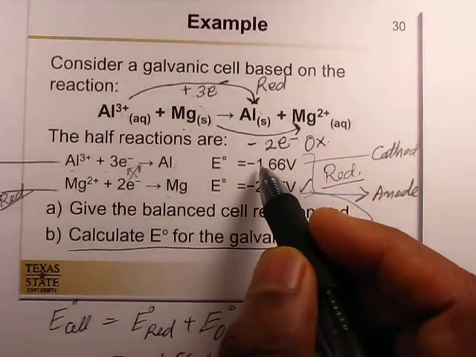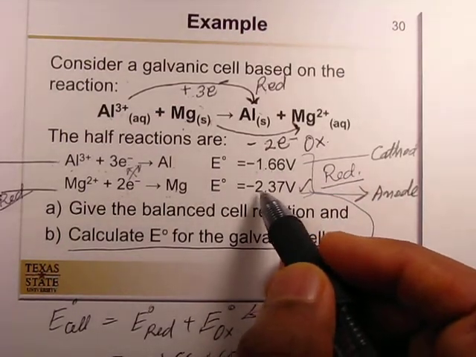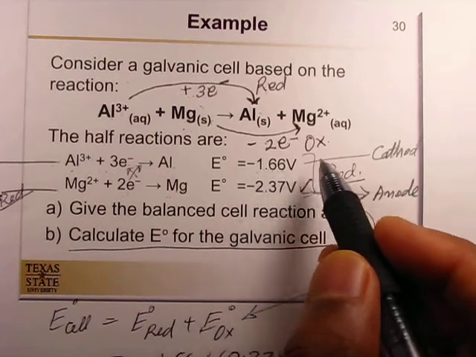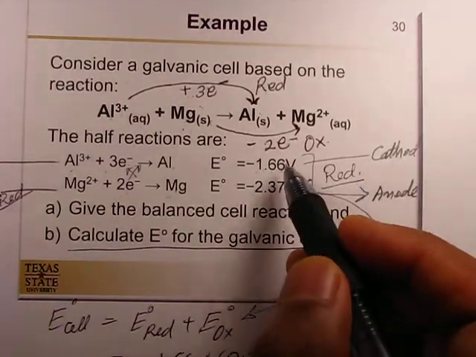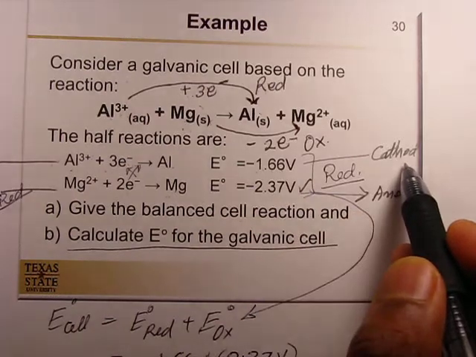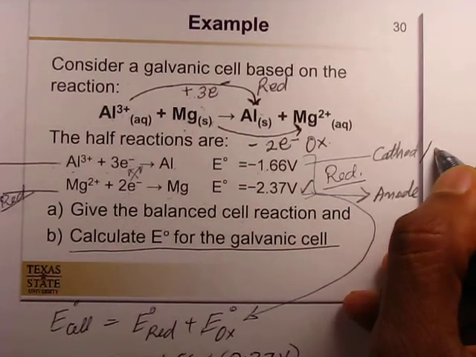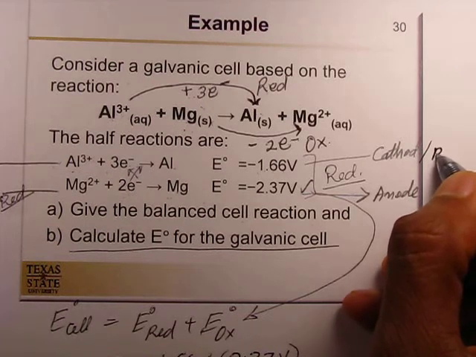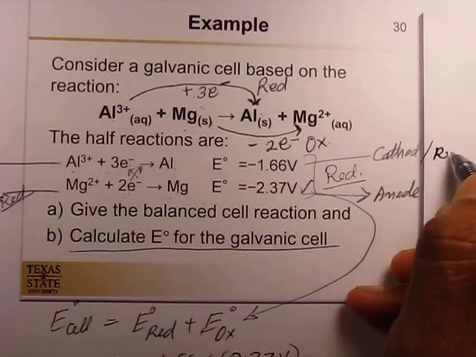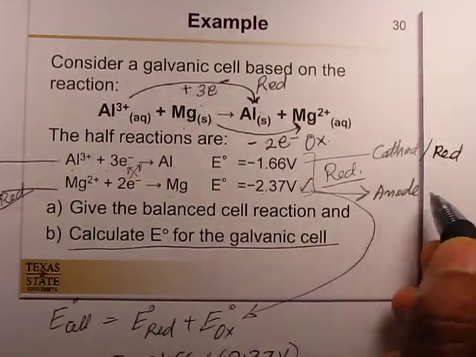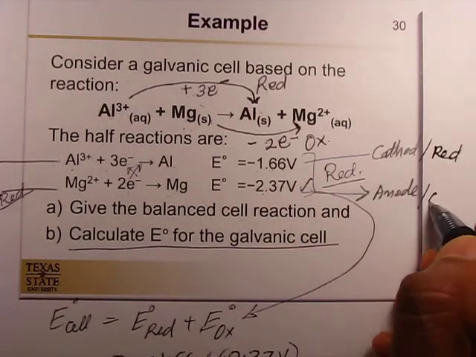So this is more negative, and this is less negative. The bigger value, or less negative value, will become the cathode. So this aluminum will become the reduction cathode, and the reduction reaction will happen. And this will become the anode, and the oxidation reaction will happen.